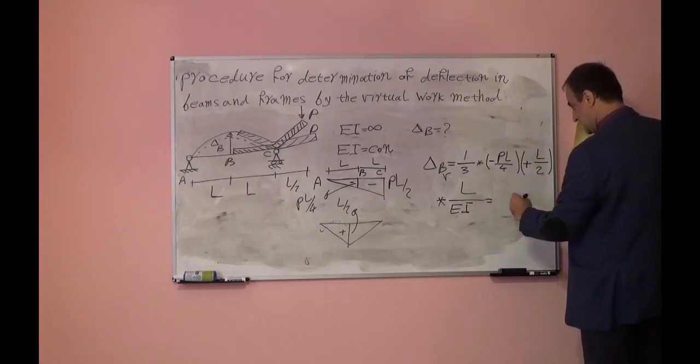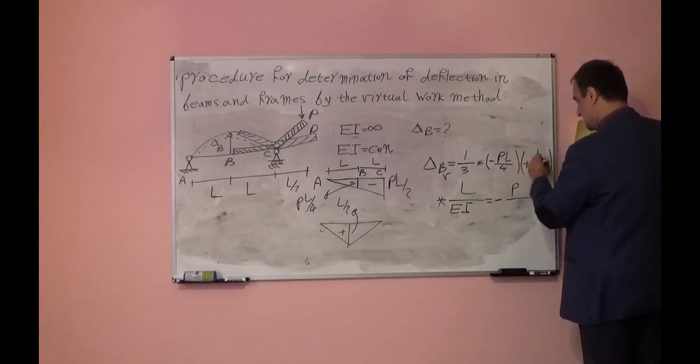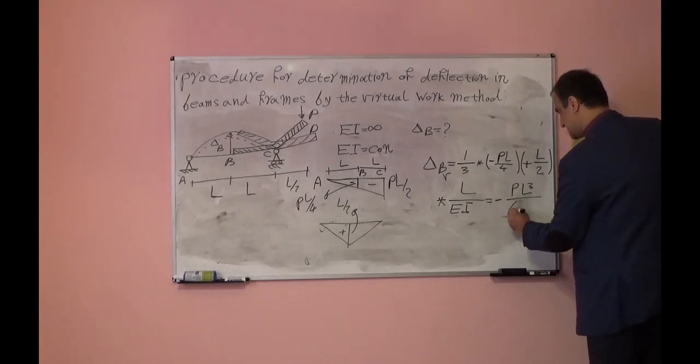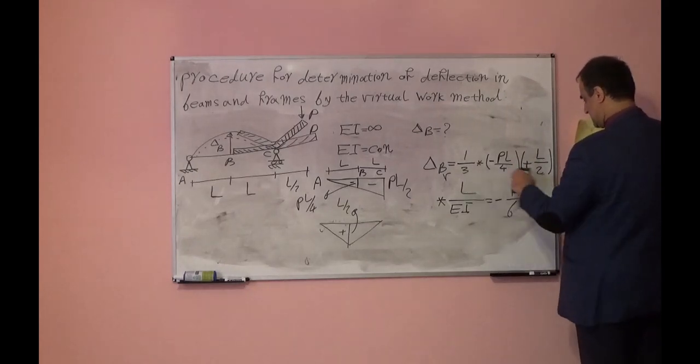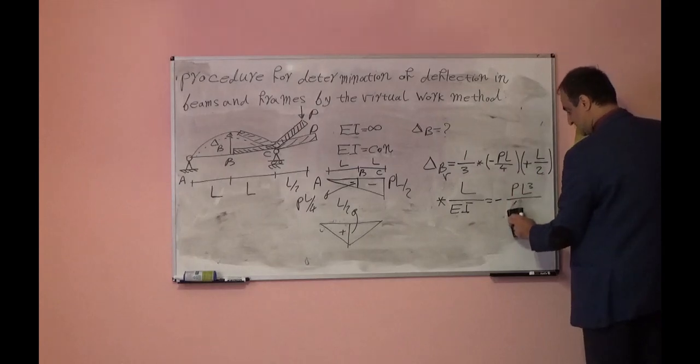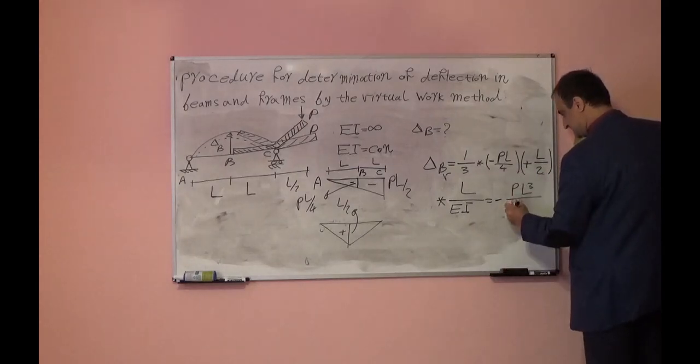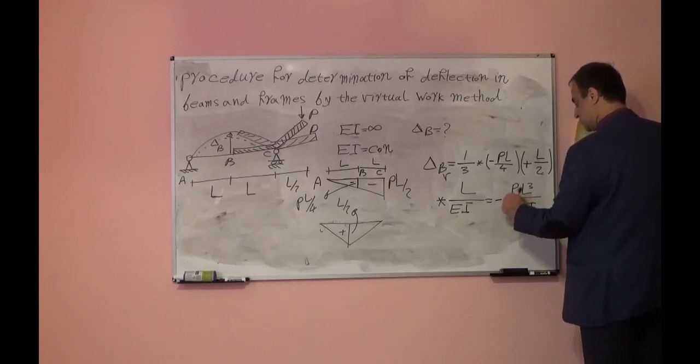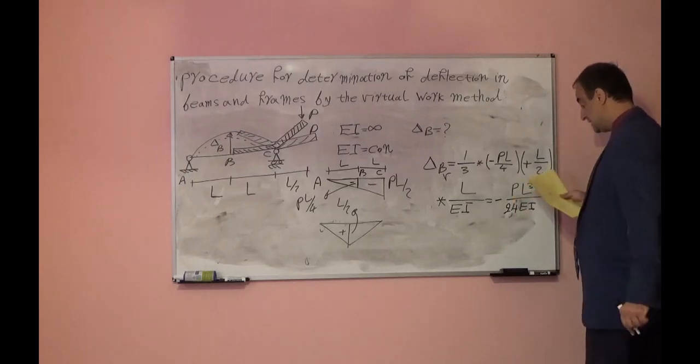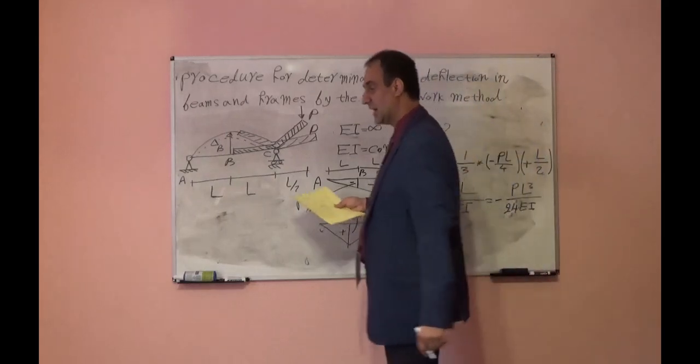So it will be negative PL cube over 6, not 6, 3 times 2, 6 times 4, 24 EI. So negative PL cube over 24 EI.